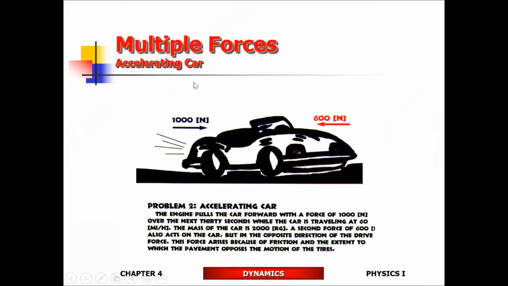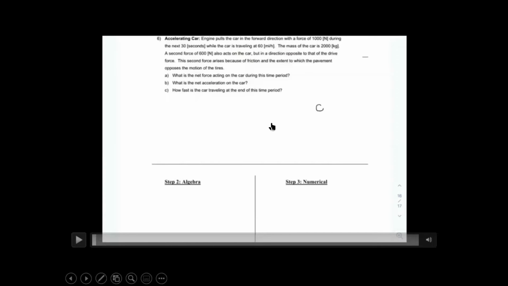All right, so the car is fixed. This is a story about a car. Take it out for a test drive. So this is your drive force generated by the engine. This is the frictional force opposing the motion. And this is problem number 6.